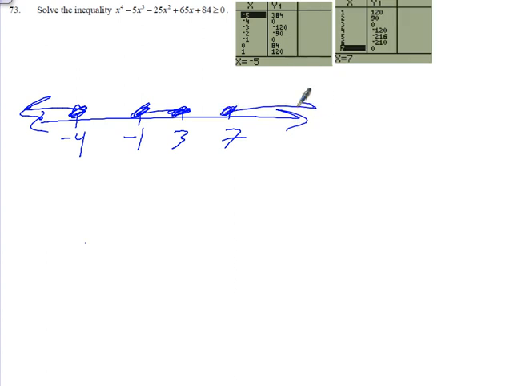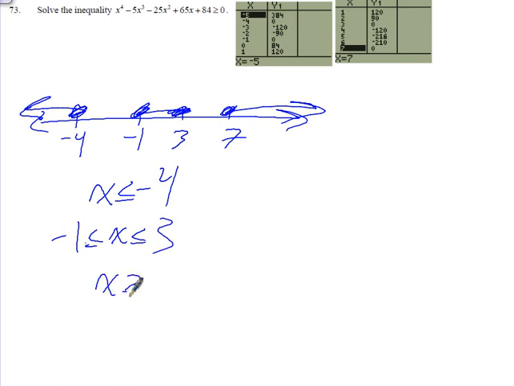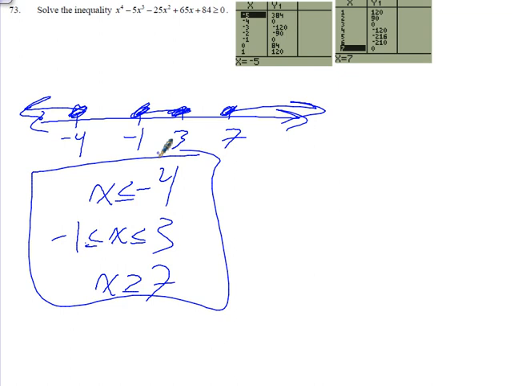So that would be what your line looks like, and your final answer would be x is less than or equal to -4, -1 is less than or equal to x is less than or equal to 3, and x is greater than or equal to 7. So again, that's really just using your calculator and then checking out those values between your different zeros.